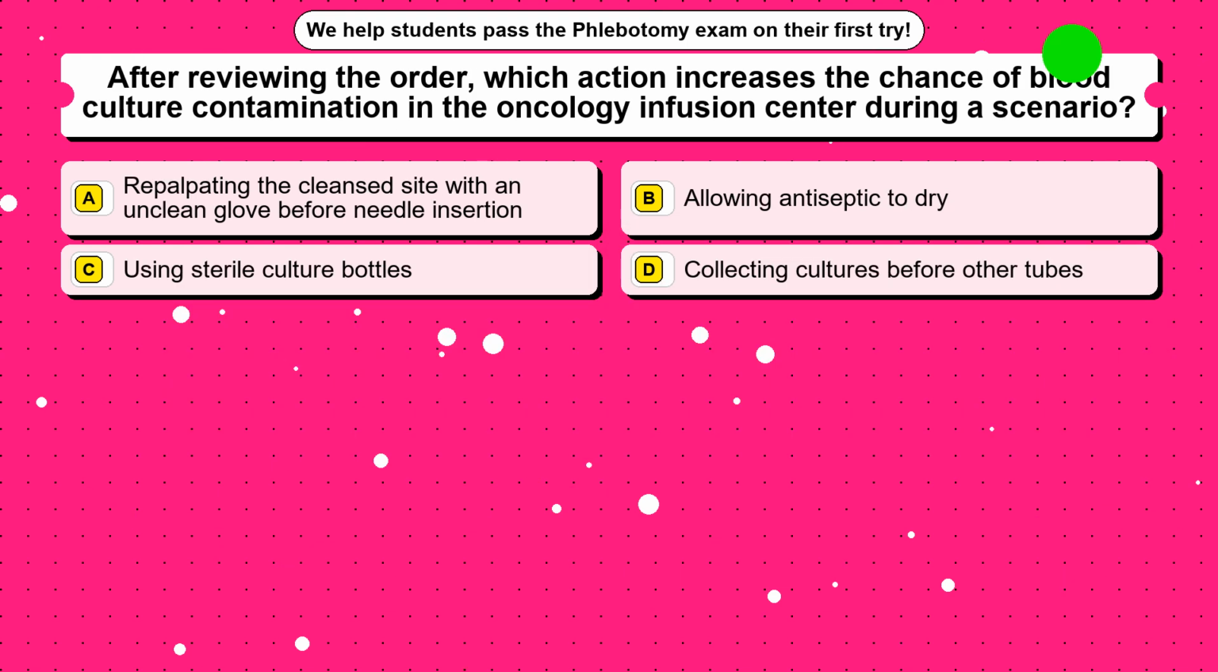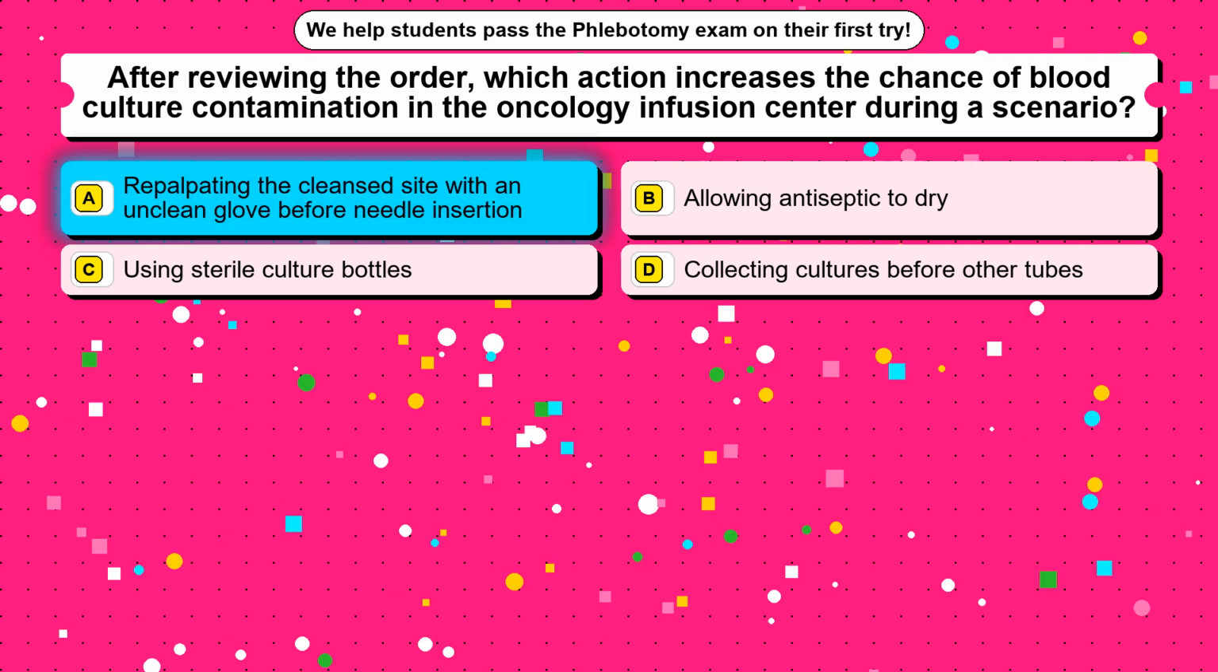Question 92. After reviewing the order, which action increases the chance of blood culture contamination in the oncology infusion center during a scenario? Option A, repalpating the cleansed site with an unclean glove before needle insertion. Option B, allowing antiseptic to dry. Option C, using sterile culture bottles. Option D, collecting cultures before other tubes.